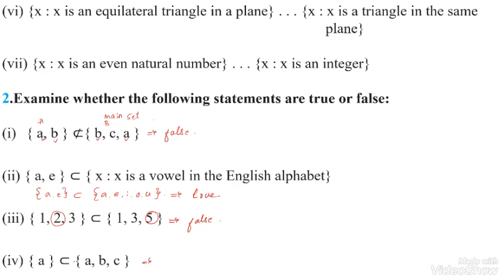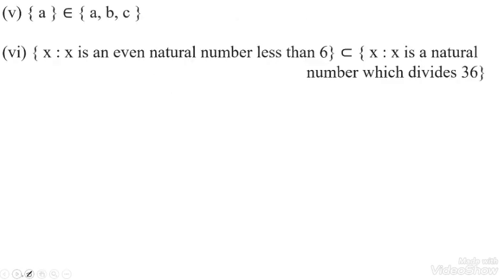Okay, next the question number 4. The set A is a subset of {A, B, C}. Yes, definitely it is a true statement. Okay, now let us move on to the next question. That is, set A belongs to {A, B, C}. No, it is a false statement.